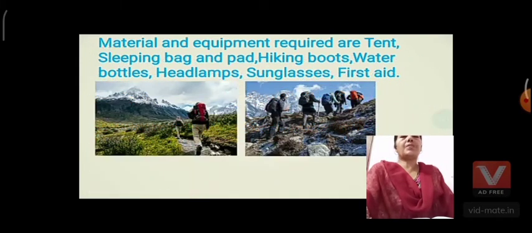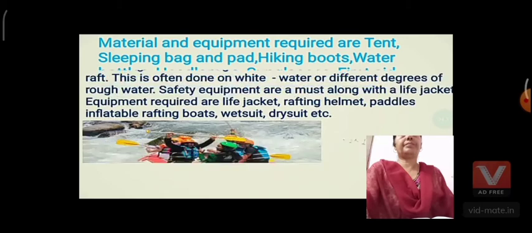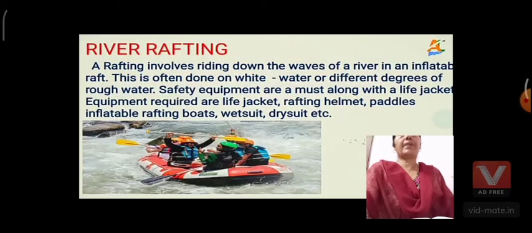Now, equipments required for trekking are tent, sleeping bag, pad, hiking boots, water bottle, headlamps, and sunglasses, and of course first aid when we are going for trekking. Now, the next one is river rafting.